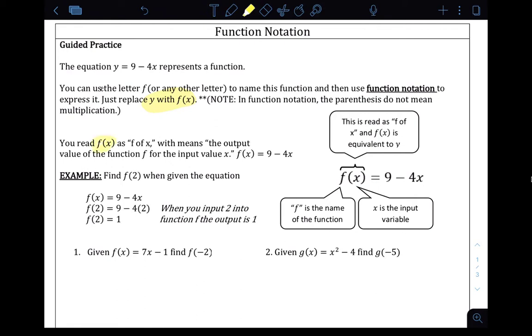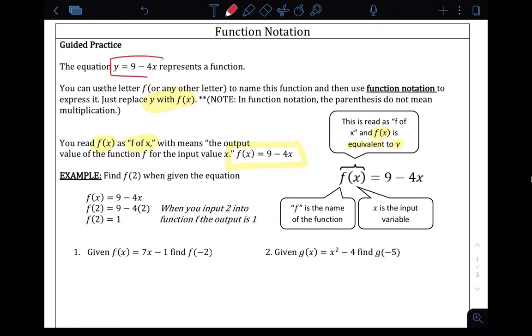Just replace the y with this symbol right here. That symbol is read as f of x. f of x means the output value of the function f for the input value of x. I would read this equation as f of x equals 9 minus 4x. The f of x is equivalent to a y value. So wherever I see a y, I can replace it with f of x. Wherever I see an f of x, I can replace it with y.